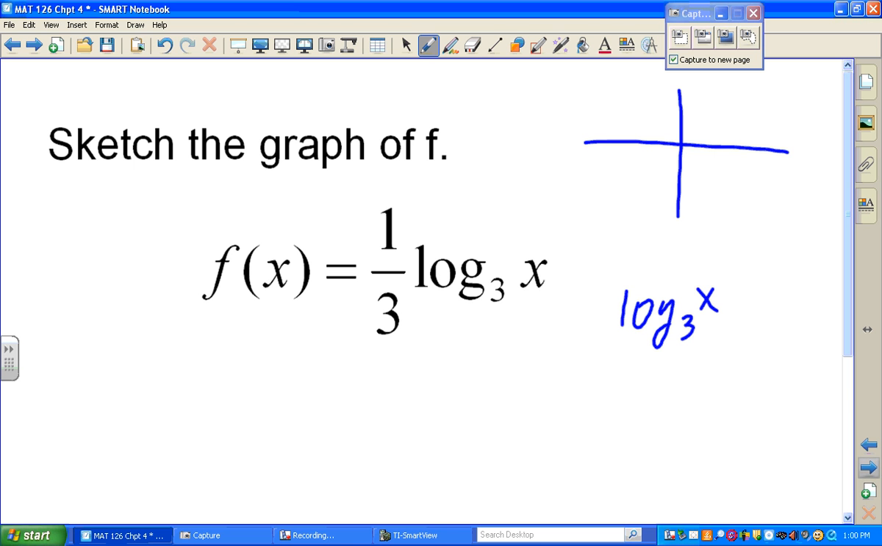Quiet, please. Log base 3 of x. How do you graph that out? Log base 3 of x, what do you do? Yeah, you can use a calculator. What's it going to look like? Well, this would look like an exponential function, right? What would the log function look like?